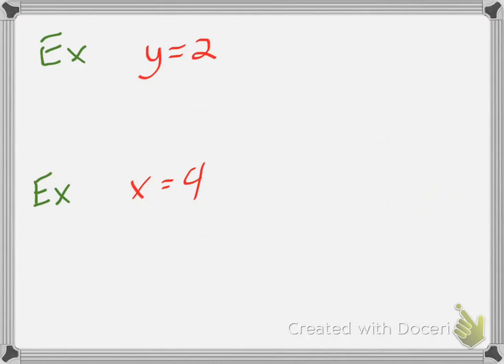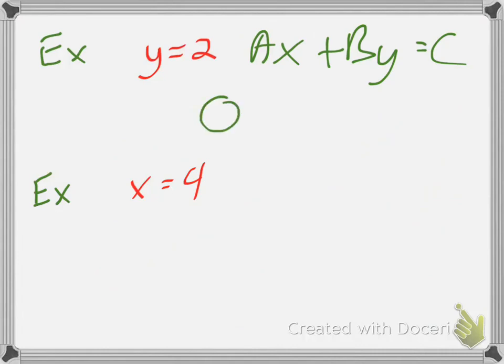What about y equals 2? Well, we can write it as ax plus by is equal to c. And the reason why is because on this particular one we can say that a is 0 times x, b is 1 times y, and c is 2. So yes, we can write it in that form. Remember, the only rule is that a and b can't both be 0 at the same time.